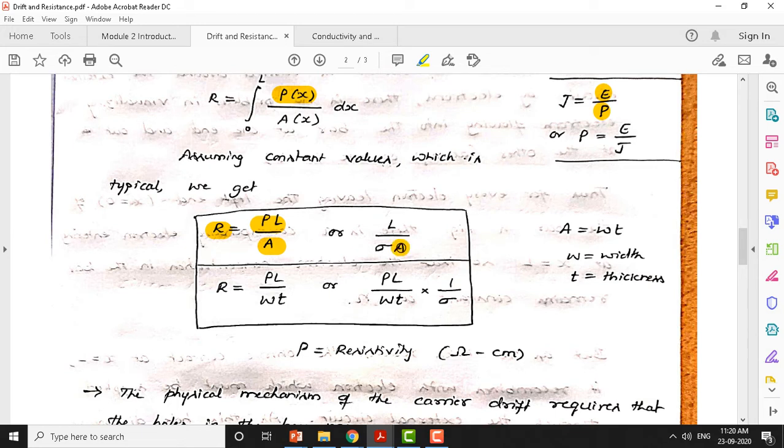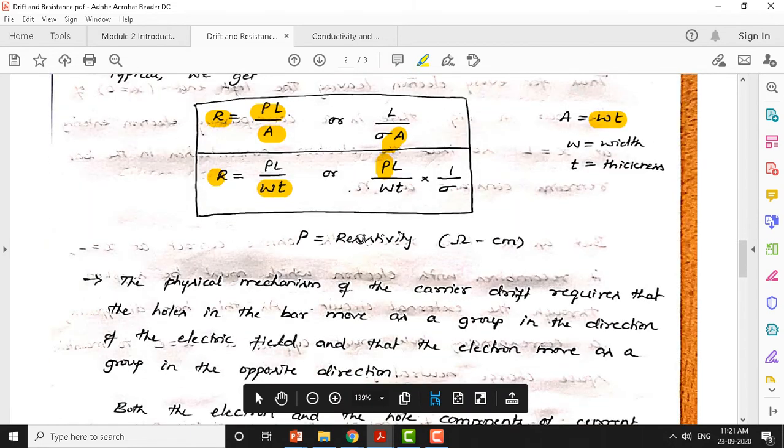Further, you can substitute for area as W into T. So rho L is kept as it is, and in place of area you can substitute W into T. That gives a new equation for resistance in terms of width as well as thickness of the semiconductor bar we have considered here: rho L by WT. Here rho can be written as 1 by sigma, so sigma represents the conductivity of the material.